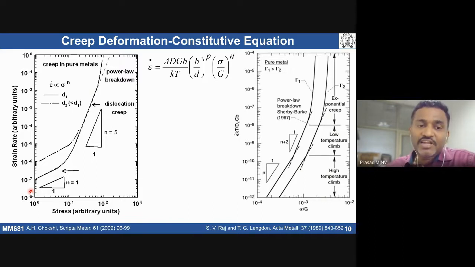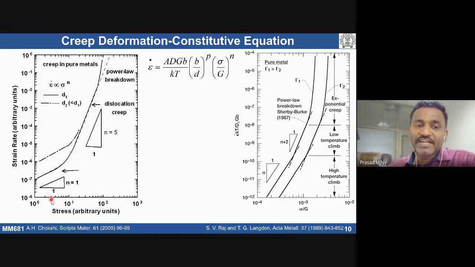Whether this Harper-Dorn creep is there or not, how do you know? We have to see depending on grain size. If you go to the effect of grain size, we know that the effect of grain size is there for diffusion creep. The finer the grain size, the higher the rate of deformation.